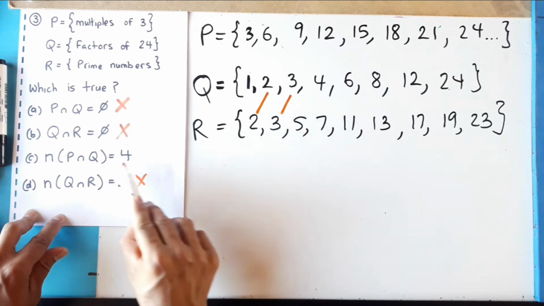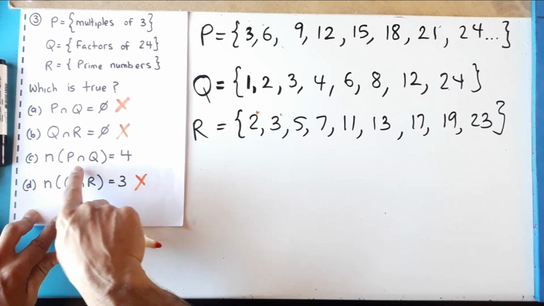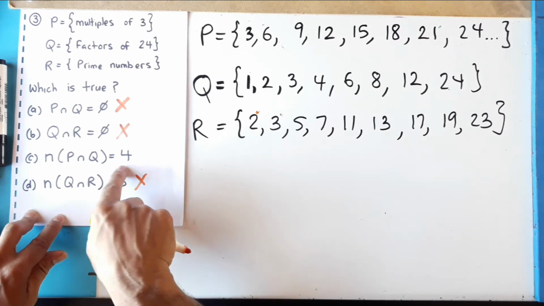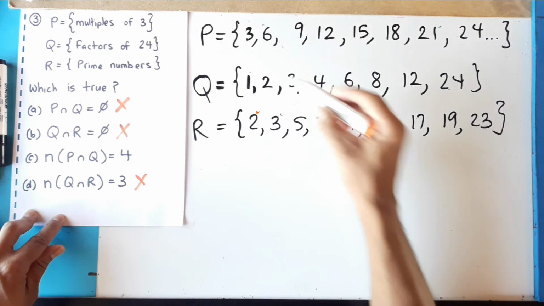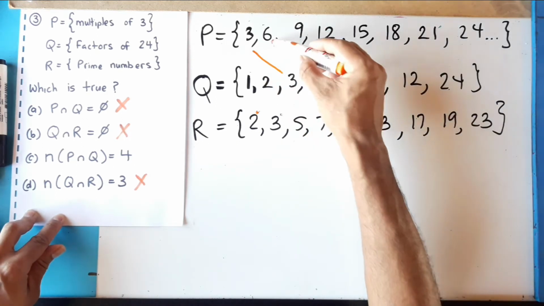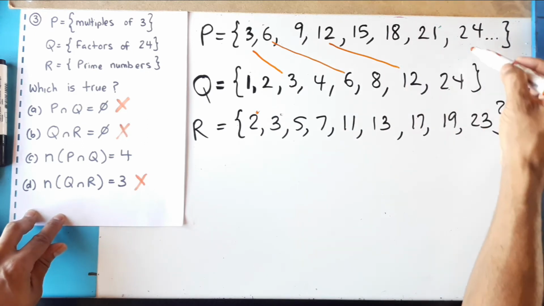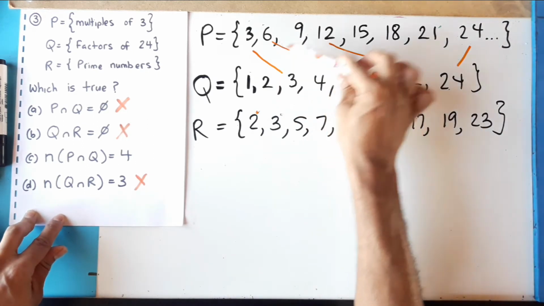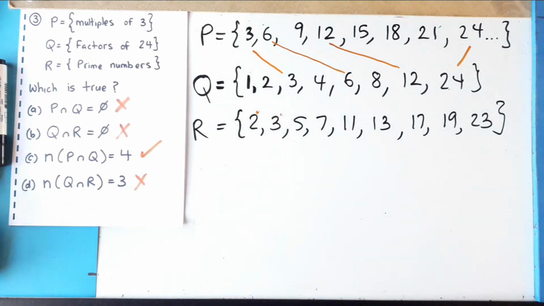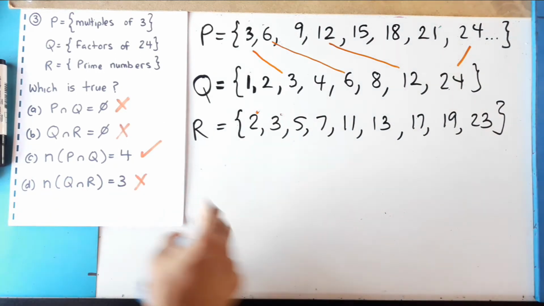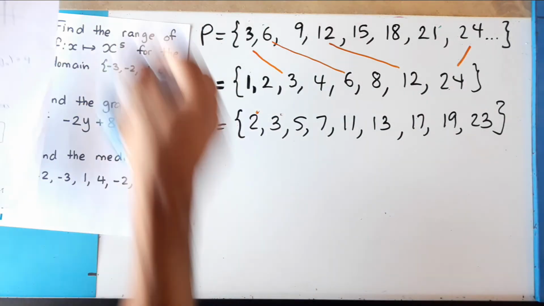So let's see if this one here is actually correct. The number of similar items, so P intersect Q is 4. So let's see if there are 4 similar items between P and Q. 3 is definitely similar. Both of them have a 6. Anything else? Both of them have a 12 and both of them have a 24. That's 1, 2, 3, and 4. So this one here is your correct answer. Alright, so that's the end of question 3.